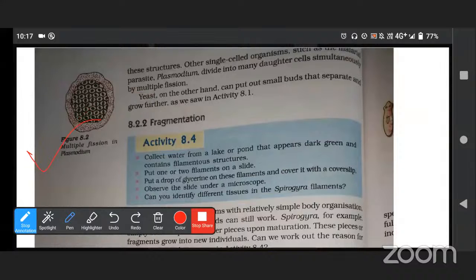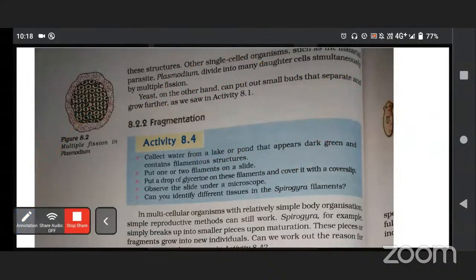So simply we can say that these three organisms reproduce by the process of fission. But among these, amoeba and leishmania reproduce by the process of binary fission, whereas Plasmodium reproduces by the process of multiple fission. Is this point clear to everyone?